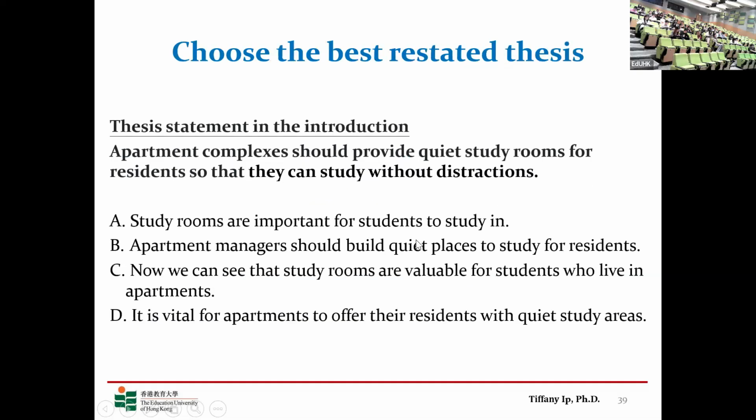And this is one example. In the introduction, this is the thesis statement. Can you choose the best option? What would be the restated thesis in the conclusion? Choose one out of the 4 options. Remember, we won't add new information. We just restate it in the conclusion.